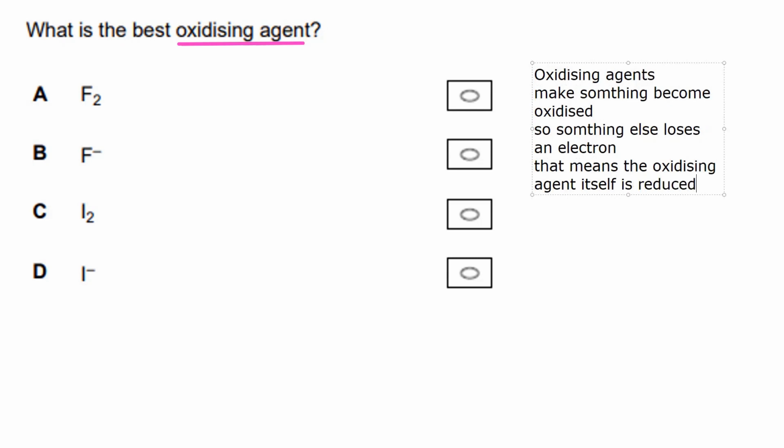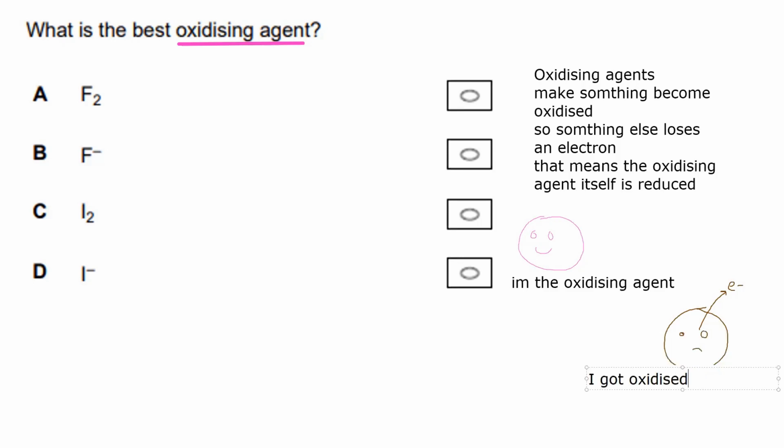So, oxidizing agents make something else become oxidized. They make something else lose an electron. And that means the oxidizing agent itself gets reduced. So, here, this little smiley face is the oxidizing agent, and it's going to make something else lose an electron by stealing that electron off of it. So, for instance, the oxidizing agent is itself reduced. Reduction is gain of electrons. The oxidizing agent gains an electron but causes the other thing to lose one.